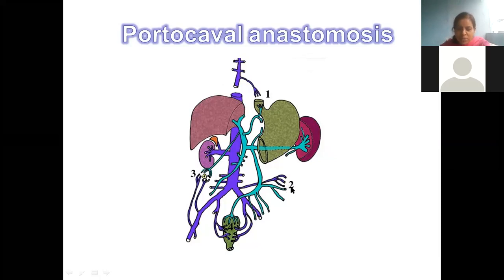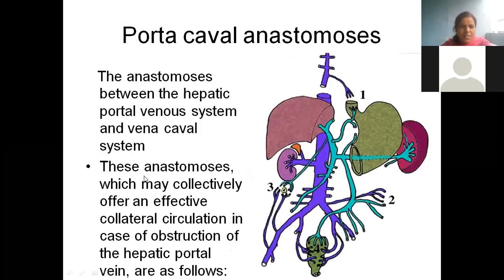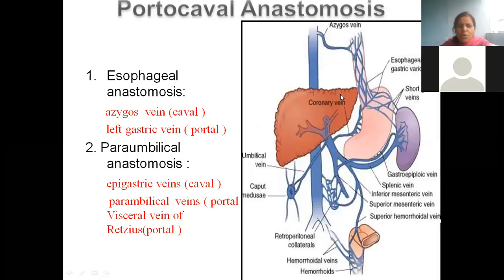One you are finding at the esophagus, one in the posterior abdominal wall, one at the rectum and anal canal, and one around the umbilicus. Like that, we have many areas where the portal vein and inferior vena cava form a network. You call it portocaval anastomosis. Okay, so let us see where we see this.